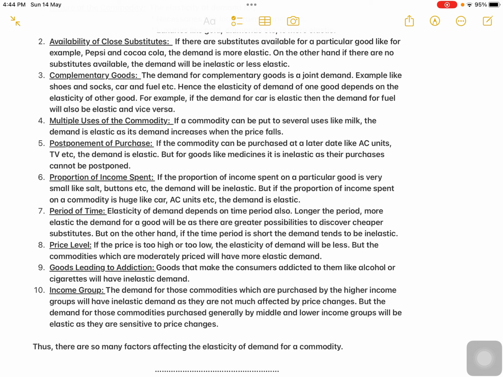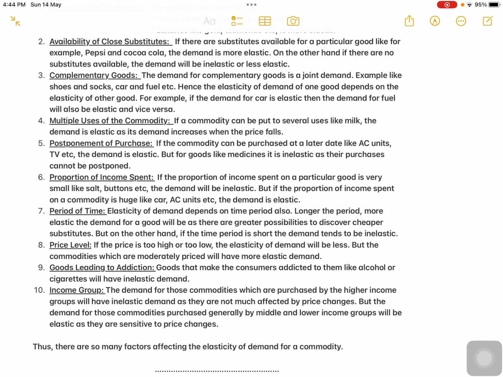The demand for complementary goods is a joint demand. Examples are shoes and socks, car and fuel, etc. Hence, the elasticity of demand of one good depends on the elasticity of demand for another good. For example, if the demand for car is elastic, then the demand for fuel will also be elastic and vice versa. Okay, then multiple uses of the commodity.